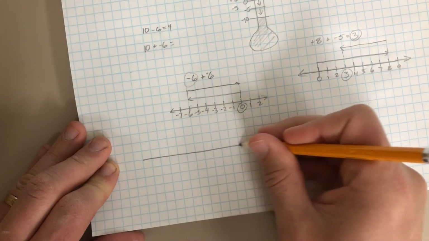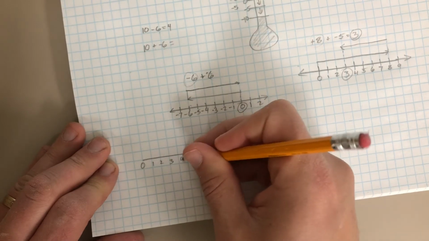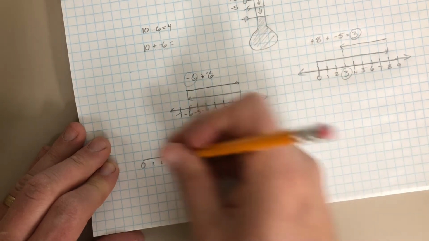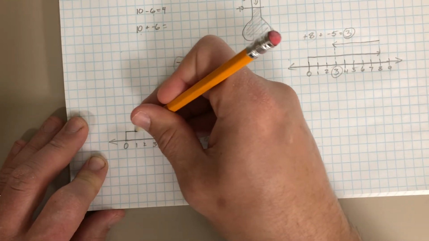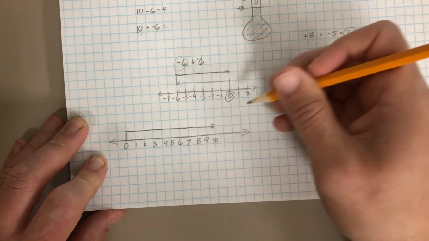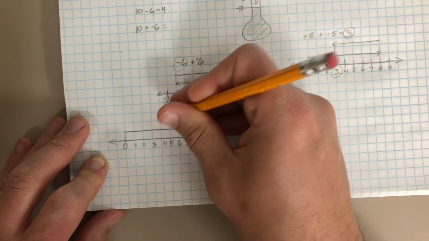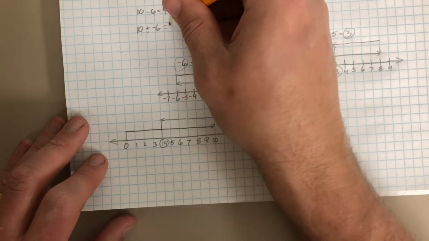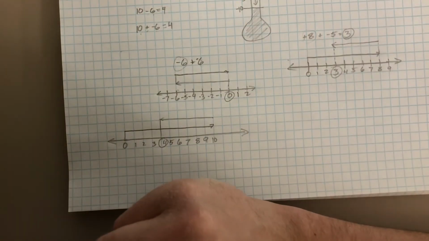If I did my number line, let's do that down here where I have a little bit of space. I'll put 0, 1, 2, 3, and it goes on forever in that direction, and forever in that direction. I'm going to start with 10, so I'll go from 0 all the way up to 10. And now I'm going to add a -6. So I'm going back 1, 2, 3, 4, 5, 6. I'm right here at 4. So 10 plus -6 is also 4. Subtracting is the same as adding the opposite.